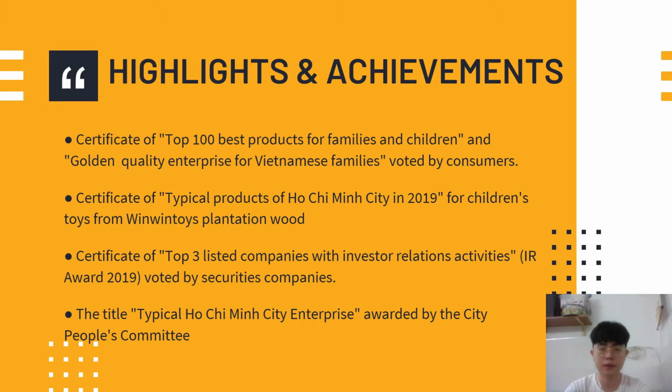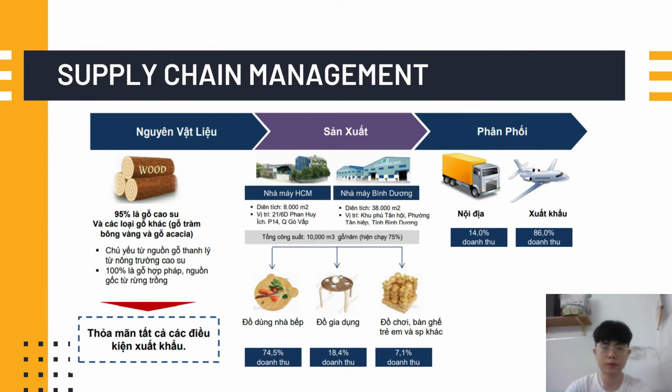This leads me to my next point. Đức Thành has also gained a lot of achievements in their development, as you can see on the screen. Now let's turn to their operating supply chain management. We can see on the screen that their material is 55% rubber wood, which is put into the factory to create their specialized products. The kitchen product is the core product, and they are mainly exported to other countries.